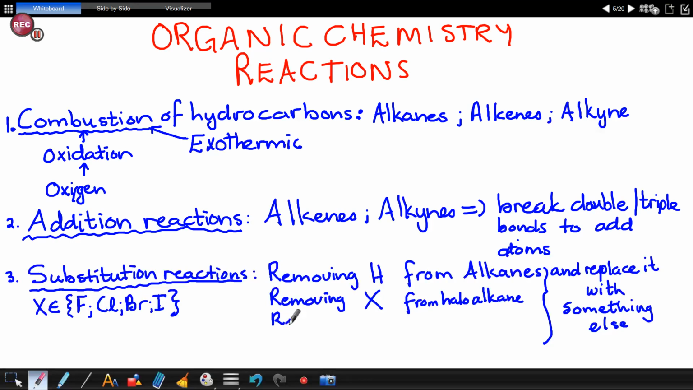Or you remove the OH, the hydroxyl group, from what? From an alcohol, and you replace it with something else. You're understanding my note? So a substitution reaction is when you remove a specific type of atom from, or the hydrogen from the alkane, or the halogen from the haloalkane, or the hydroxyl from the alcohol, and you're putting something else in its place.